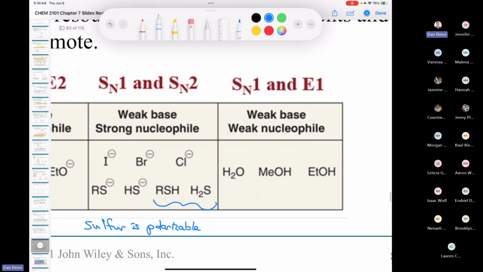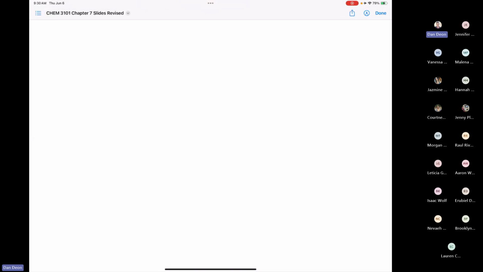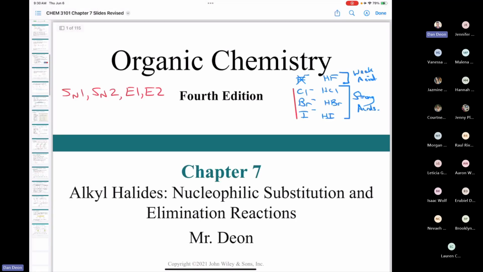And then the last one is water and alcoholic solvents, okay? Methanol, ethanol. Those are terrible bases and terrible nucleophiles, right? They're good for what? They're good for solvolysis reactions, right? Those are only good for SN1 and E1 reactions.